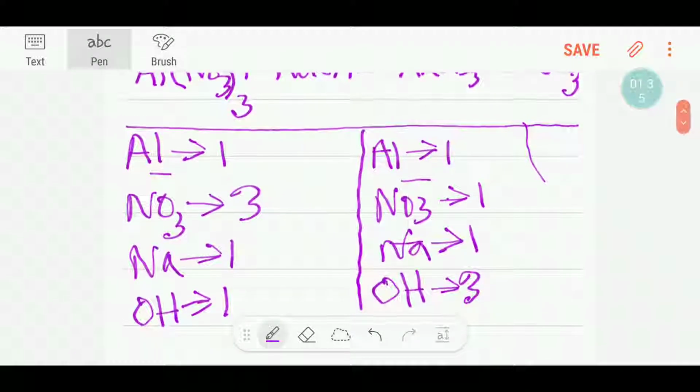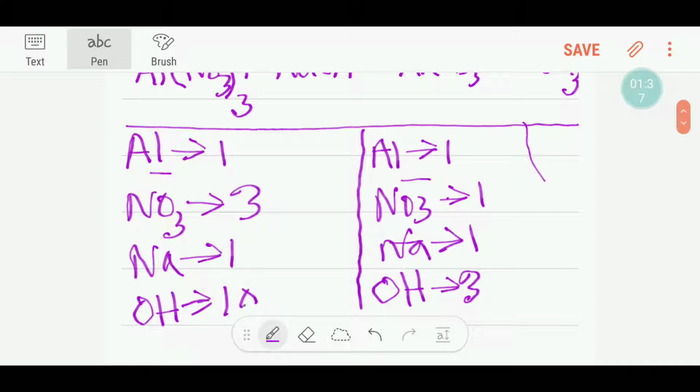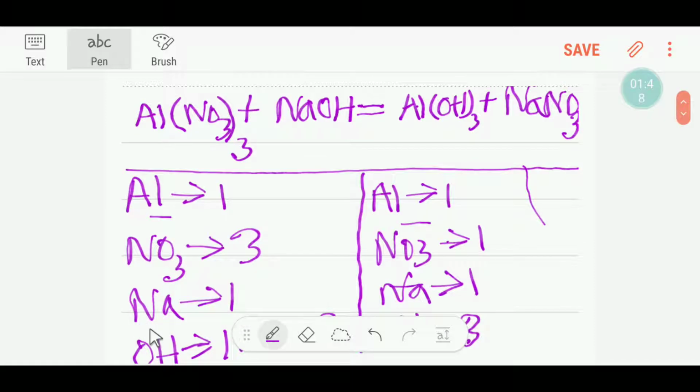So what I will do, I will multiply here by 3, then I will get 3, right? So if you multiply here by 3, then these 3 will come before this hydroxide, right? This means here is hydroxide, so I have to put here 3. But if you put here 3, then number of sodium will be changed, so you are getting 3 sodium, right? So you have to change here 3 sodium, right?